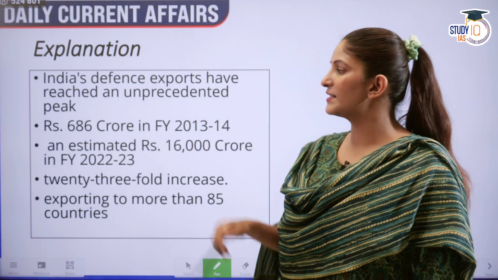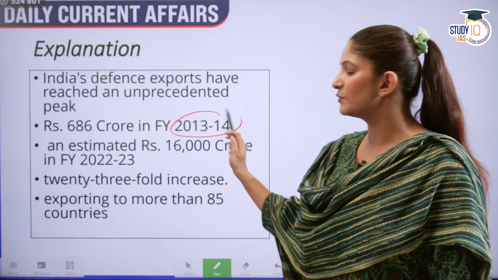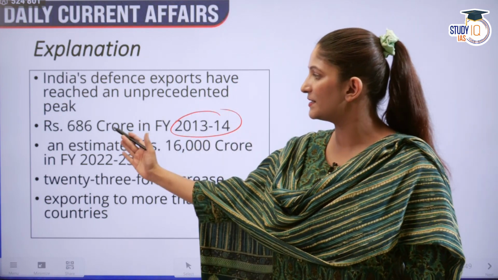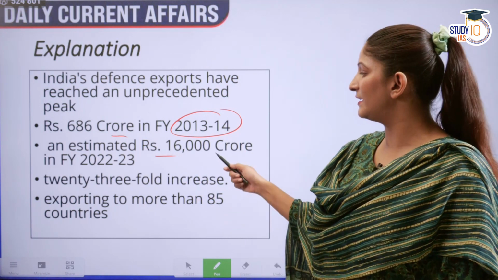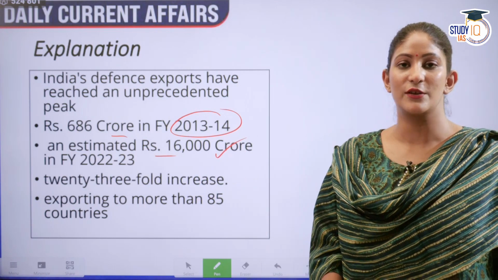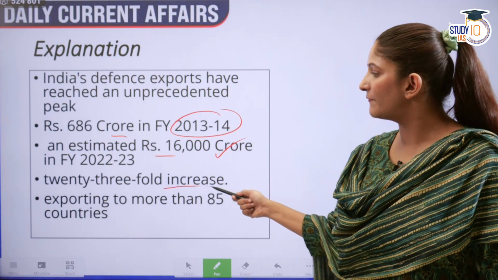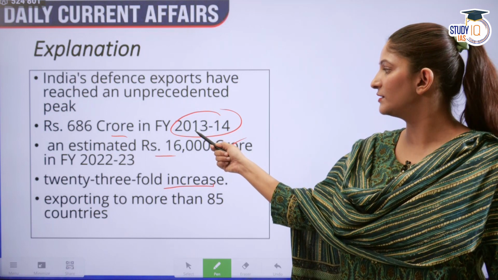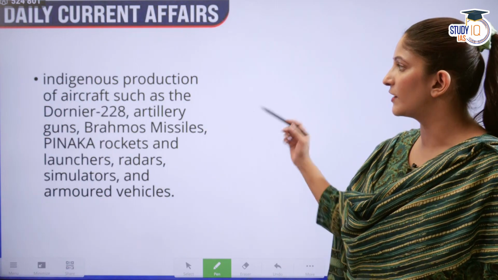India's defense exports have reached an unprecedented height. In 2013-14, it was just rupees 686 crore, but now it is at an estimated rupees 16,000 crore in this particular fiscal year 2022-23. It has grown 23-fold since 2013-14. All right, and we are exporting to more than 85 countries.